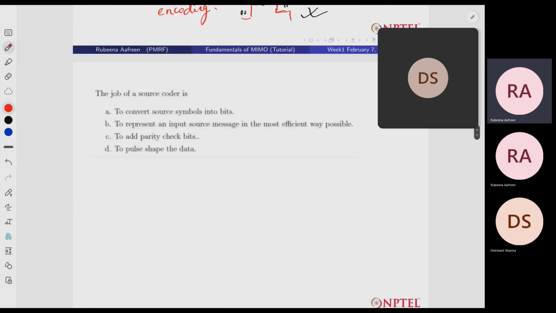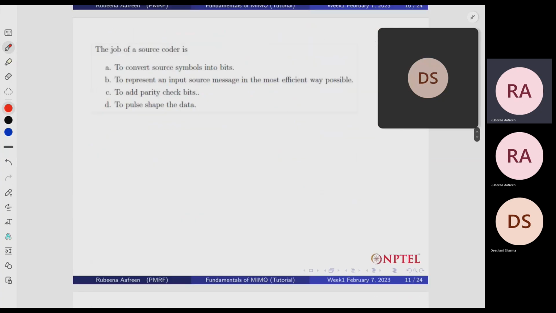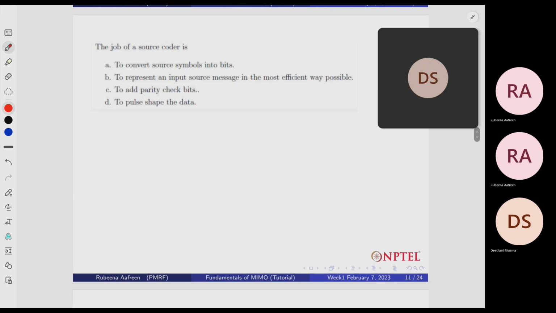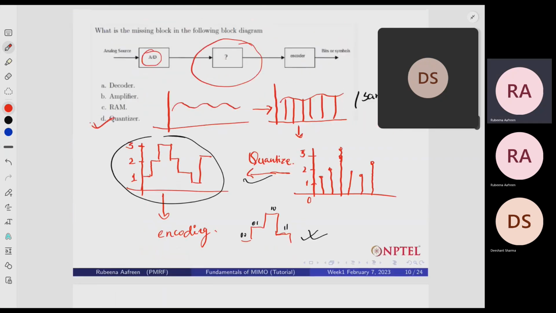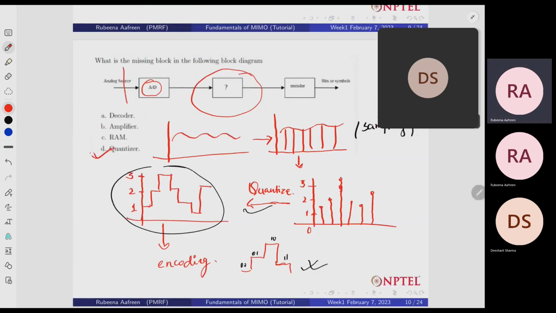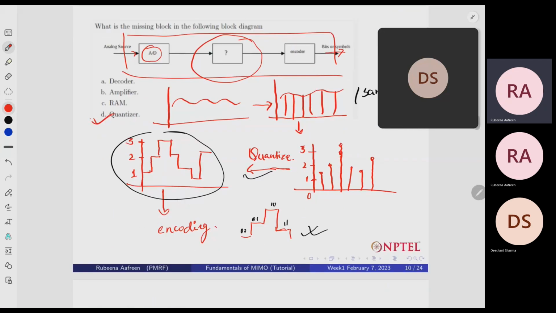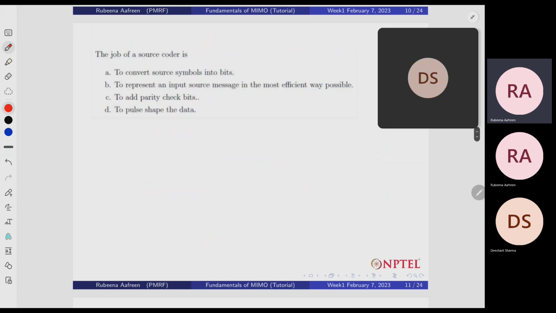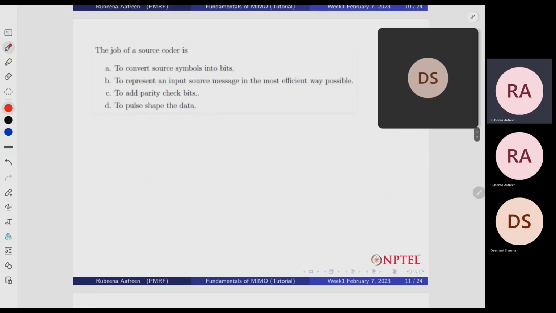Okay, we will move forward. The job of a source encoder is... As we saw in the previous question, this whole block diagram is of the source encoder. We are taking some source and giving the output as bits or symbols. What is the criterion for giving the output as bits or symbols? If we are converting something to bits or symbols, the main thing should be that it is efficient.